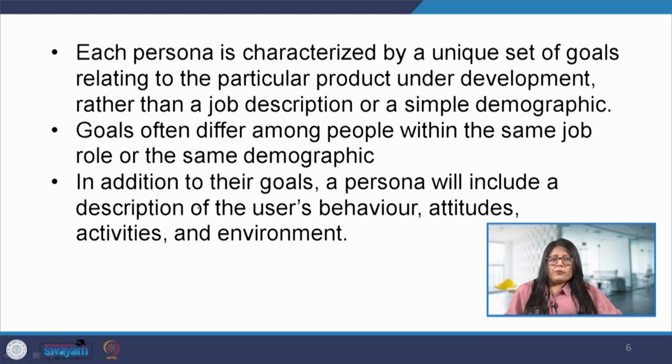So, here each persona is characterized by a unique set of goals relating to the particular product under development rather than a job description or a simple demographic. And here the goals often differ among people within the same job role or the same demographic. In addition to their goals, a persona will include a description of the user's behavior, attitudes, activities and the environment.